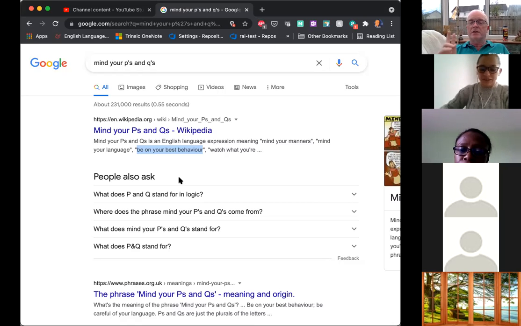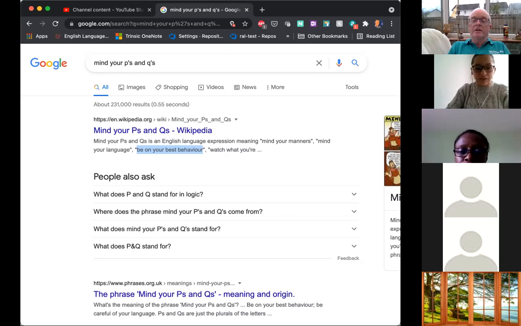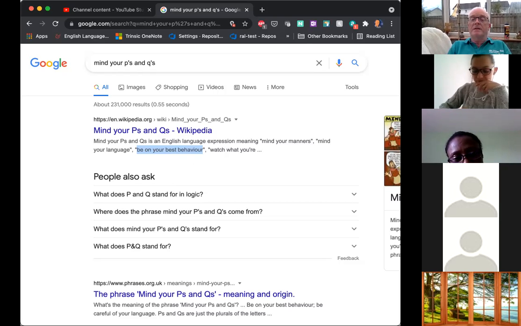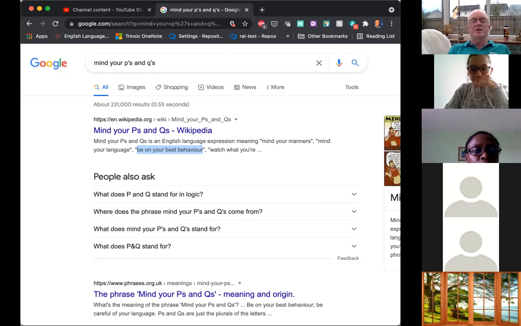Okay, so that's two expressions. Couldn't swing a cat. Mind your P's and Q's. I didn't write that one in the chat. And then here's another one on the same page. This is used metaphorically.